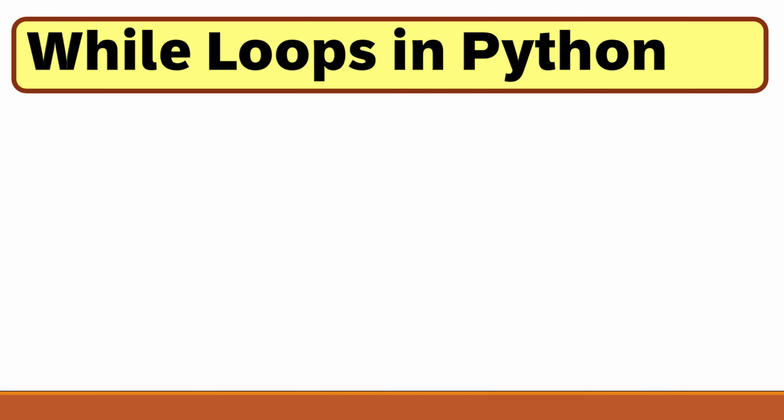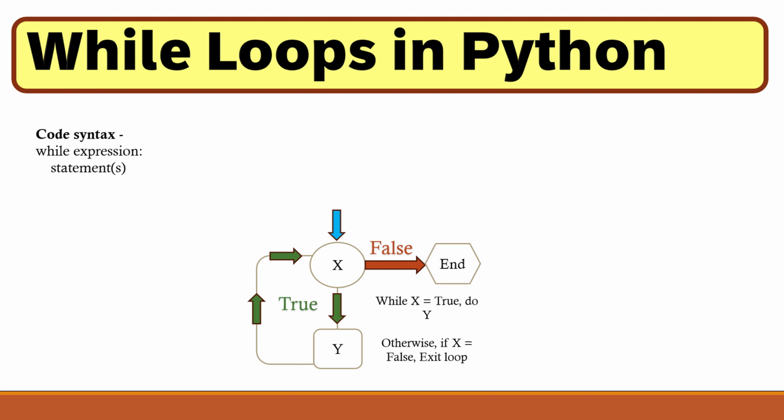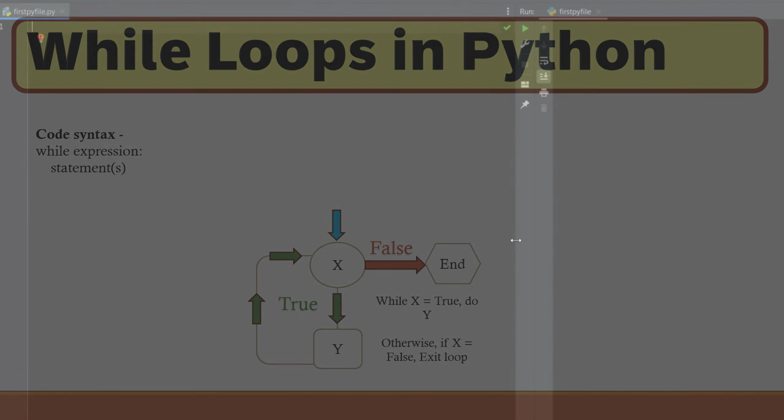And moving on to the syntax for while loops, and the syntax for a while loop is while expression is true, followed by colon, then execute the statement or block of statements. Now let's have a look at how we create while loops in PyCharm.